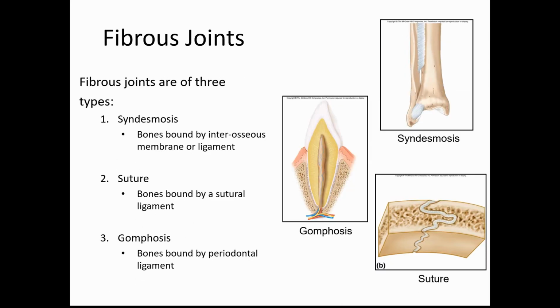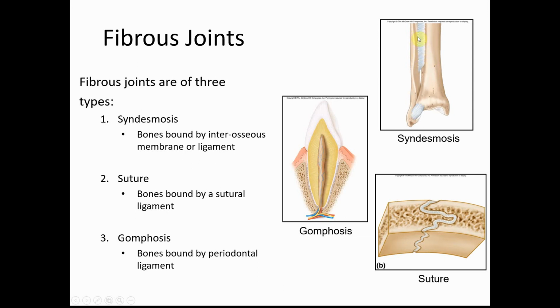So let's take a closer look at fibrous joints. There's three kinds of fibrous joints. There's a syndesmosis, a sutural joint, and a gomphosis. A syndesmosis is where we're going to bind two bones together with a ligament or an interosseous membrane. So right here between the tibia and the fibula, we've got a syndesmotic joint.